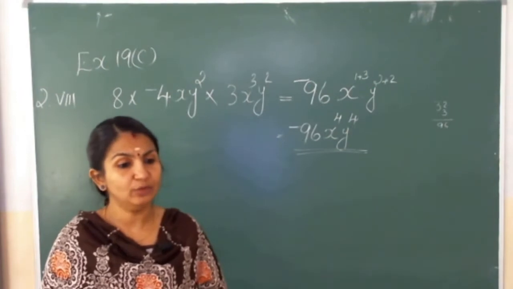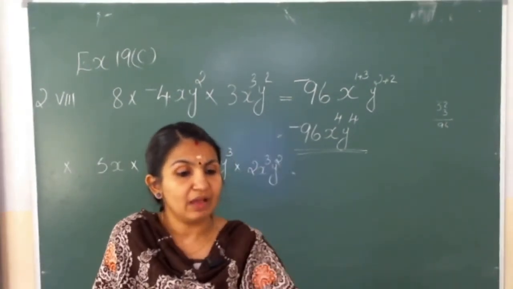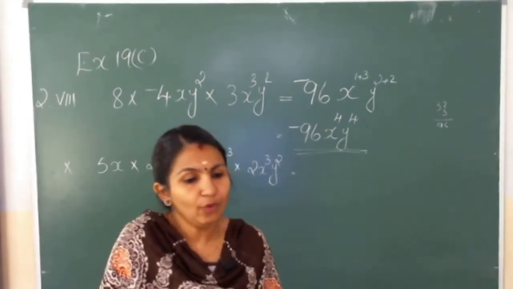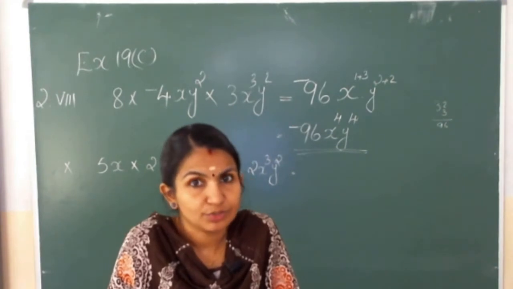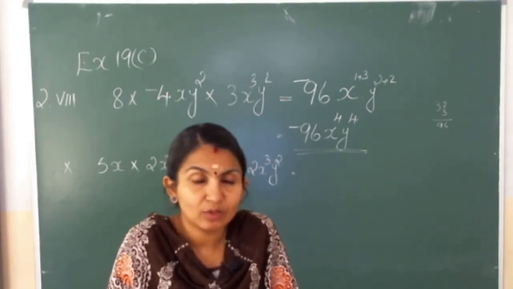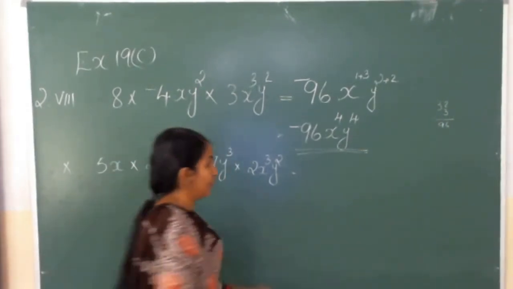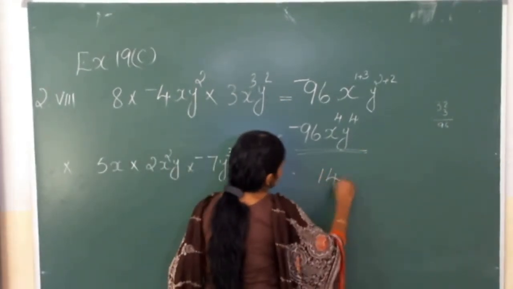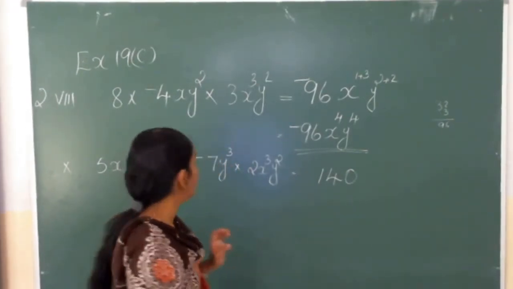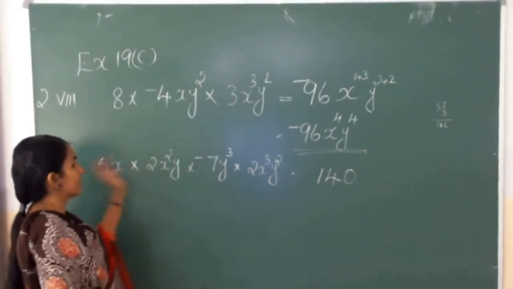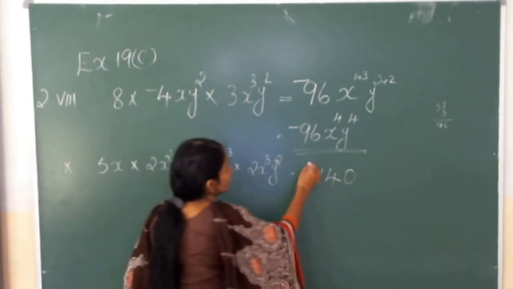Now the 10th one from the same section. In the 10th question we have 4 terms: 5 into 2 into 7 into 2. So just multiply those constants first. 5 2s are 10, 7 2s are 14. So 140 we got. And the sign: only one negative sign is there, the rest of the numbers are positive. So positive into negative, negative.